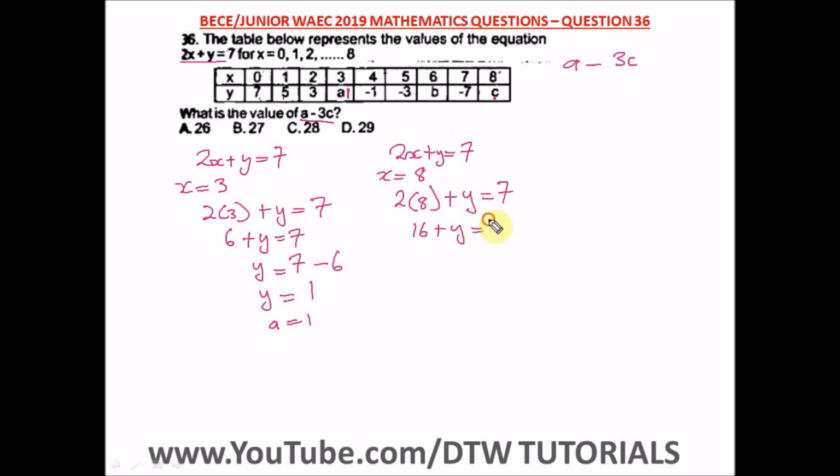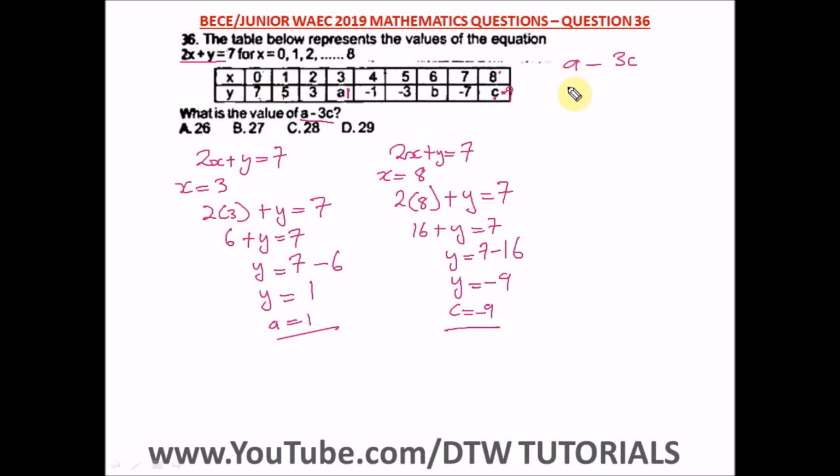2 times 8 is 16 plus y equal to 7. That will be y. Taking 16 to this side, we have 7 minus 16. And what is 7 minus 16? That's y is equal to minus 9. So it means this c here is minus 9. So now let us put in this value of a as 1 and c as minus 9 into this particular expression to get the value.